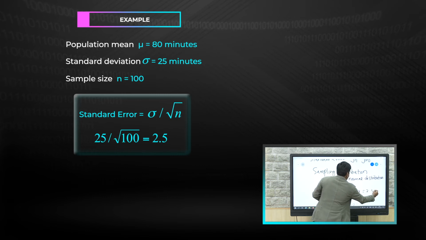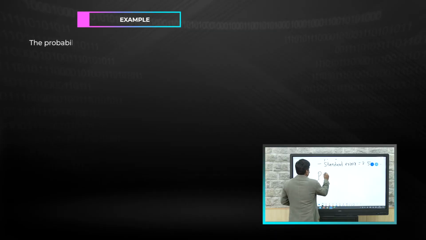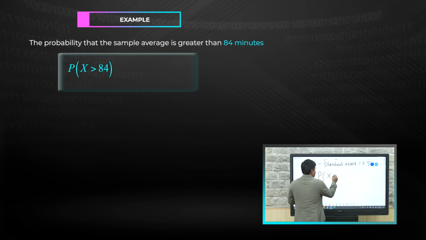is 2.5. Now we have to calculate the probability that the average time spent by the sample of 100 students will exceed 84. That is, we need to calculate the probability that the random variable x, and here when I say random variable, I am referring to the sampling distribution, is greater than 84.